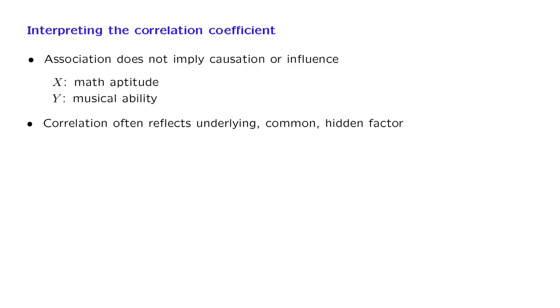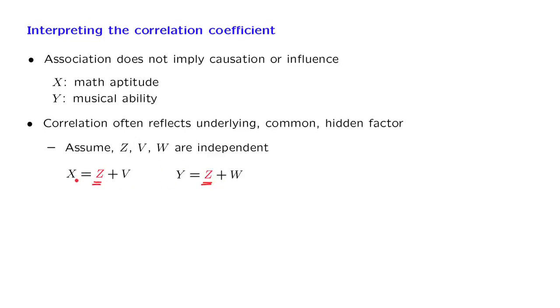Let us go through a simple numerical example that models a situation of this kind. Suppose that z, v, and w are independent random variables and that we have two more random variables defined by these relations. Notice that there's no direct influence from x to y or from y to x, but on the other hand there is a common underlying factor, this random variable z, that affects both x and y. Because of this, we expect that x and y will somehow have some kind of relation or association between them, and we would like to measure the strength of that association. The way to measure it will be in terms of the correlation coefficient, which we will now proceed to compute.